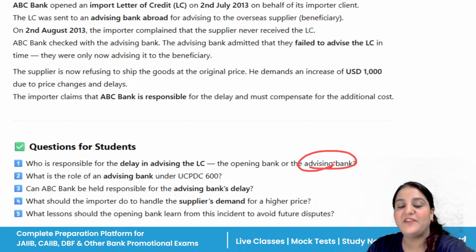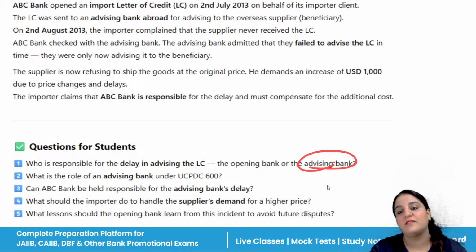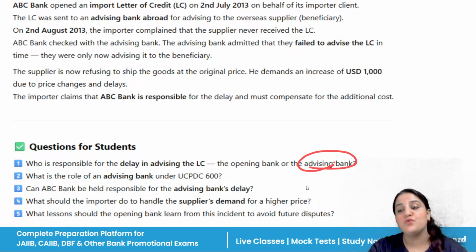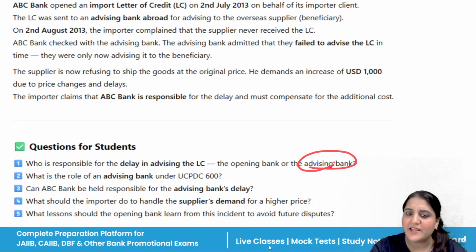What is the role of the advising bank under UCPDC 600? The advising bank basically advises a credit, right? The advising bank does not undertake any repayment responsibility. Their job is just to inform the beneficiary that the shipment can proceed according to the LC terms. Is ABC Bank liable for the advising bank's delay? No.